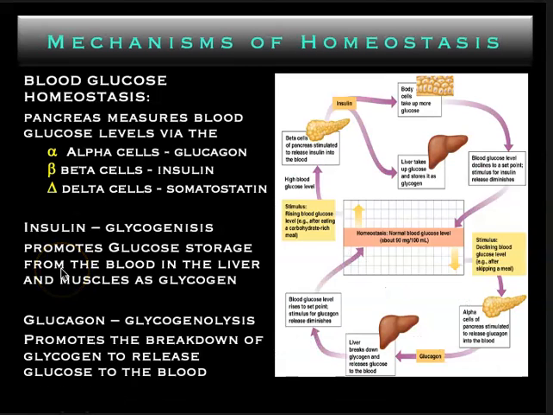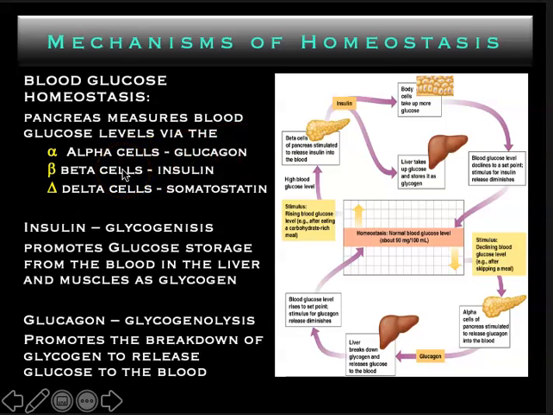So there are individual cells in the pancreas that are responsible for measuring blood glucose levels and for releasing the hormones associated with that. And they are the alpha, beta, and delta cells. The alpha cells release glucagon. Remember, glucagon tells the body to release glucose, to break down glycogen. The beta cells secrete insulin.